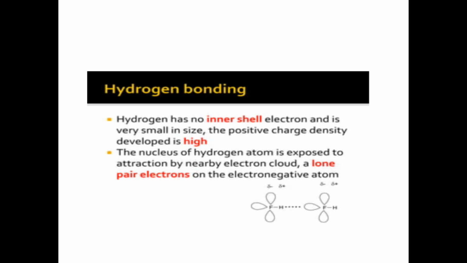And of course, we know that hydrogen has no inner shell electron, and in terms of atomic size, it is very small. So, therefore, the positive charge density that will be developed will be very high. So the nucleus of the hydrogen atom is exposed to attraction by a nearby electron cloud, especially a lone pair of electrons on the electronegative atom, like you have seen in that picture as well.